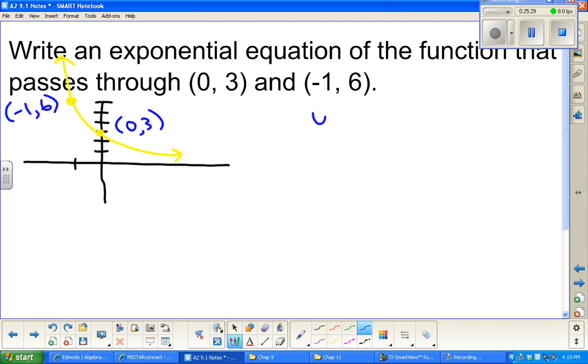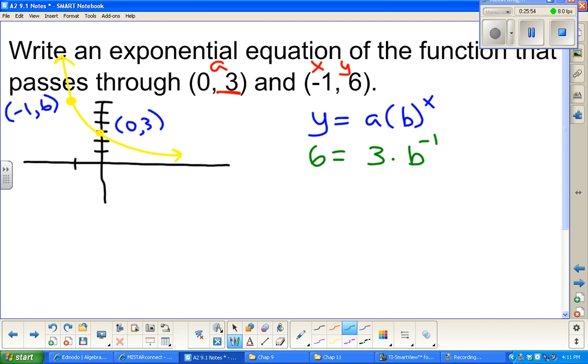Since it's exponential, again, we know the format: a times b to the x. We know the starting point is going to be our a value, that's where we are when x is 0. The other point gives an x and a y. If we plug those in, a was 3, b is the thing we don't know, and x is negative 1. Here's the little difference on this one: the exponent is negative. We can still divide both sides by 3. So 6 over 3 is 2, and 2 equals b to the negative first power.